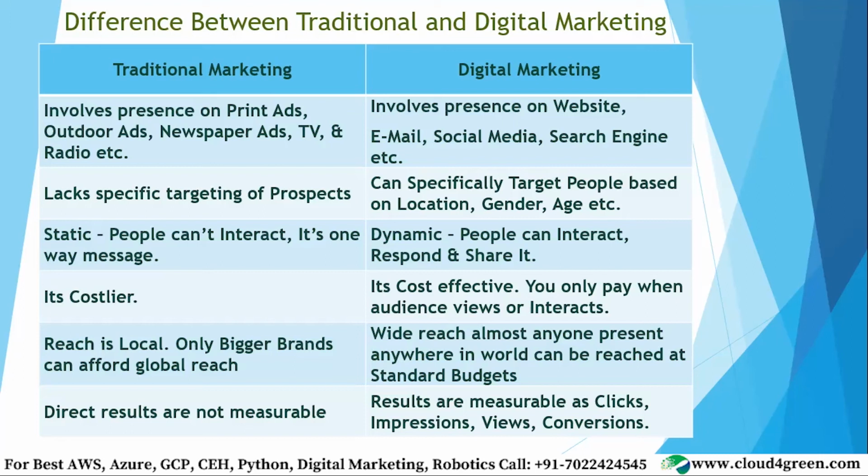Okay, so at standard budgets, the direct results are not measurable. In digital marketing, results are measurable, like clicks, impressions, views, conversions. So these are the major differences between traditional marketing and digital marketing.